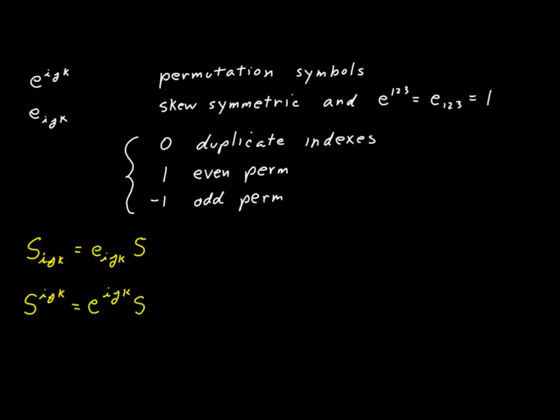Now we'll soon discover that these permutation symbols give us a convenient way to represent the value of determinants. But we'll save that analysis for the next video. For now, we'll just conclude this video with a brief review.